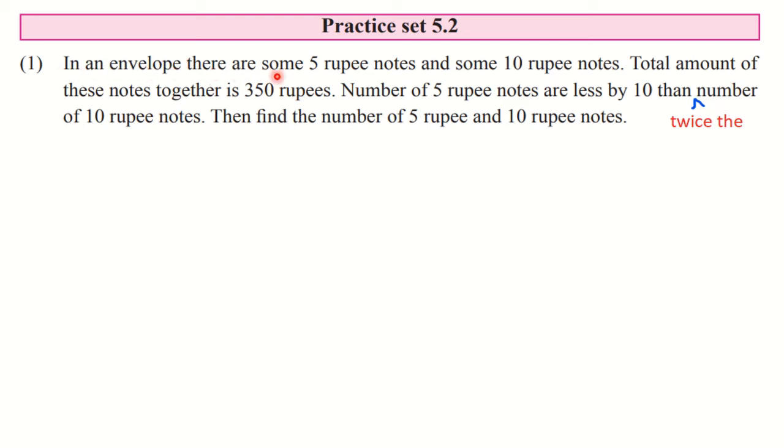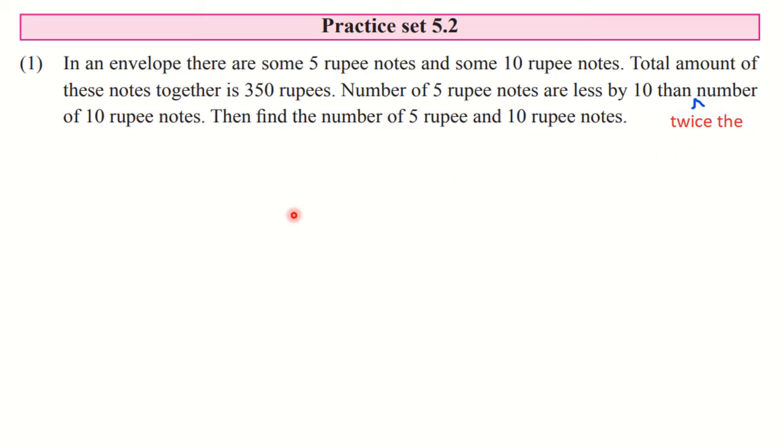In an envelope there are some 5 rupee notes and some 10 rupee notes. The total amount of these notes together is 350 rupees. The number of 5 rupee notes is less by 10 than twice the number of 10 rupee notes. So you add these two words, twice the, I have put the arrow, you can see here, you have to write down these two words, twice the number of 10 rupee notes. Then find the number of 5 rupee and 10 rupee notes. So please make the change.